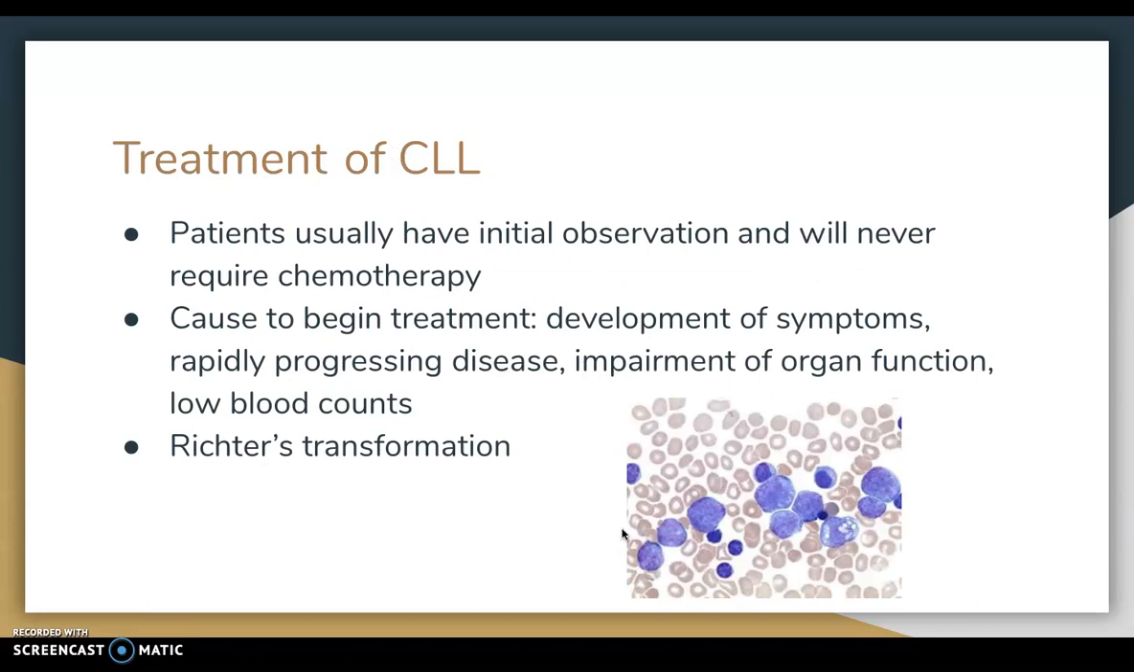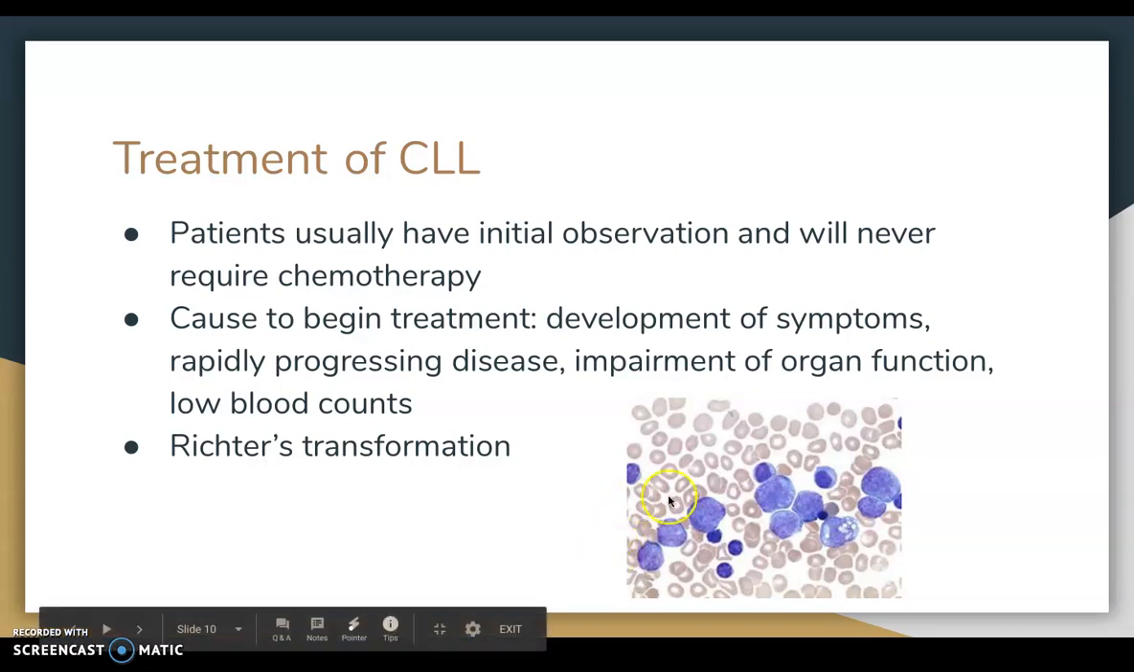In terms of treating CLL, most patients will often just be observed but will never actually require chemotherapy. However, if symptoms develop or worsen, then there would be cause to begin treatment of some sort of single agent chemotherapy or monoclonal antibodies that would, for instance, target the CD20 antigen on the lymphocytes. But in rare cases, Richter's can occur, and this is when the CLL transforms into a more aggressive lymphoma. And this would definitely need treatment if that were to occur.